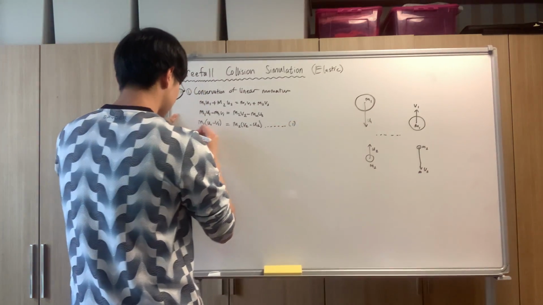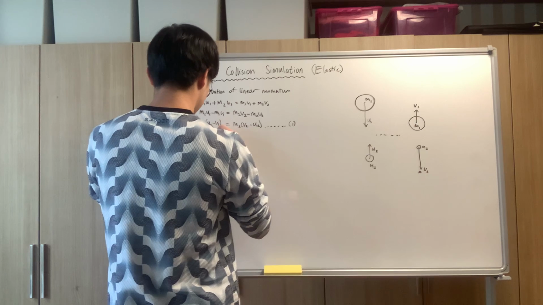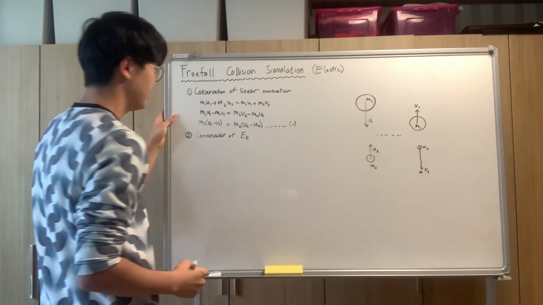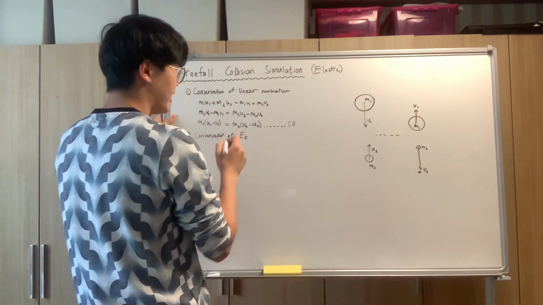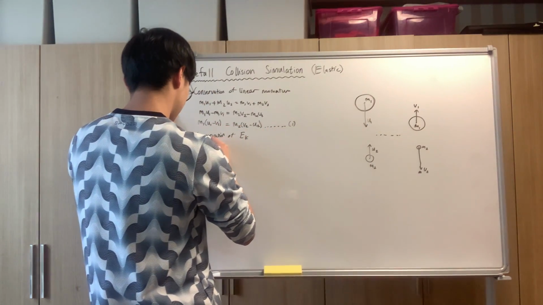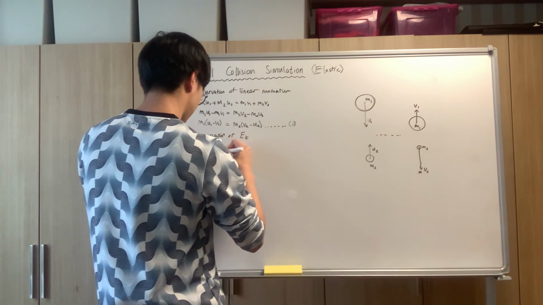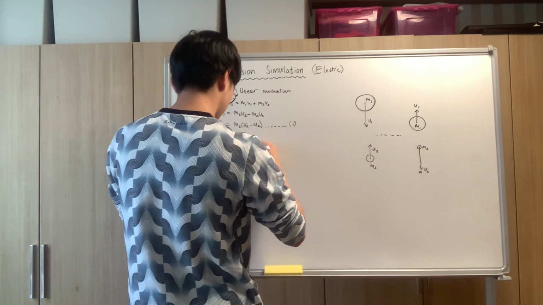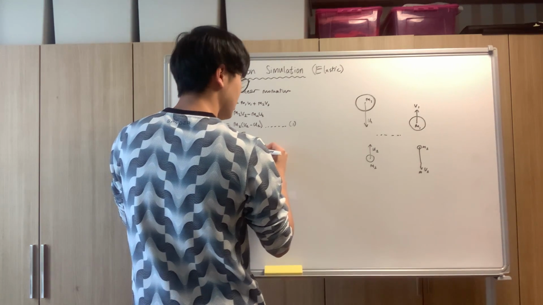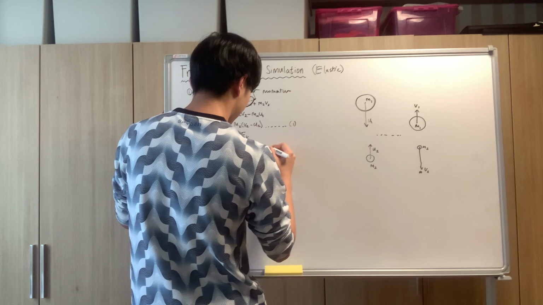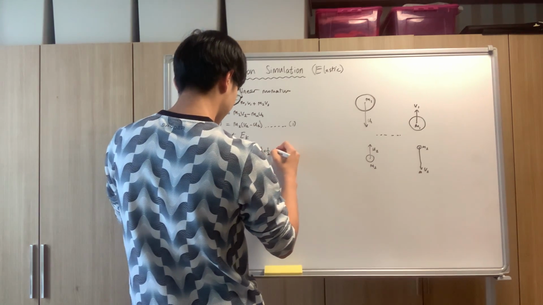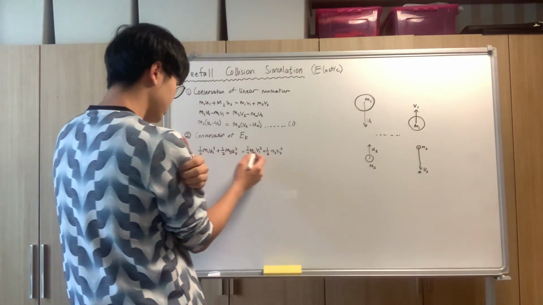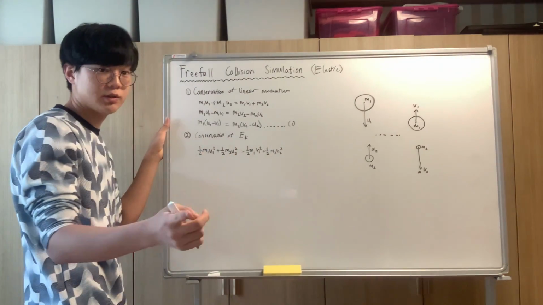Now we have our second principle, which is conservation of kinetic energy. Kinetic energy before collision is 1/2 m1 u1 squared plus 1/2 m2 u2 squared, and that's going to be equal to 1/2 m1 v1 squared plus 1/2 m2 v2 squared. Now again, we have m1s and m2s. So first of all, we're just going to erase the 1/2.